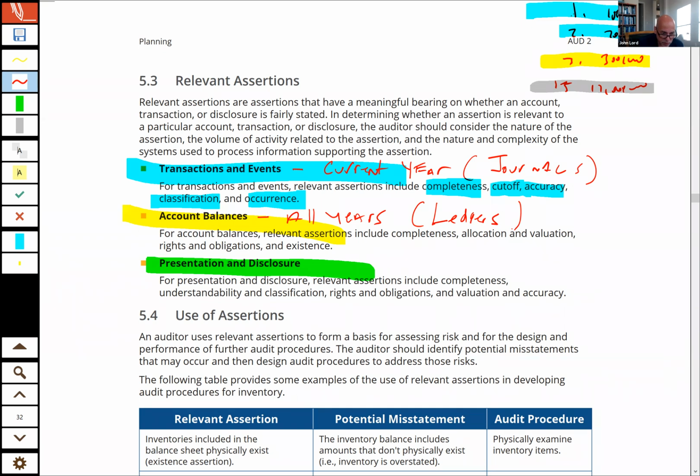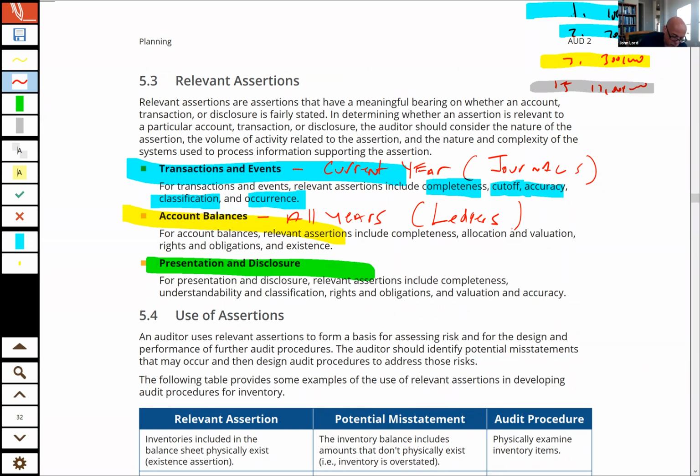I'm sorry. How long ago did you purchase it? I purchased it two years ago and it has a 5-year life. Yes. Should still be there. It should still exist, shouldn't it? Okay. So for account balances, it's not things that are going to necessarily be recorded in my journals. It's stuff that may be sitting in my ledgers, right?